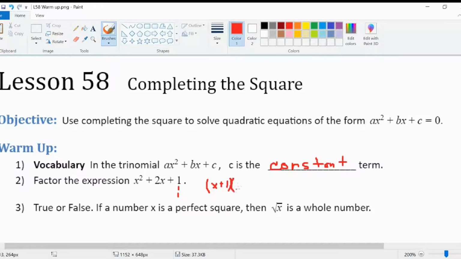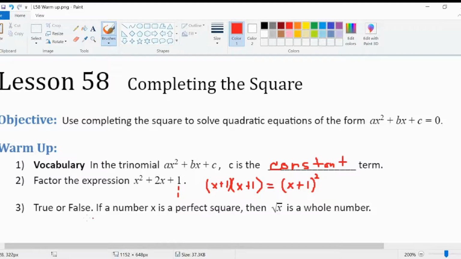Now, this is a special type of trinomial that factors into two exact same binomials. It's called a perfect square trinomial. So a perfect square is going to have a number that square roots into the exact same two values, and a perfect square trinomial will also break down into two binomials that are exactly the same. X plus 1 times x plus 1 can also be x plus 1 squared.